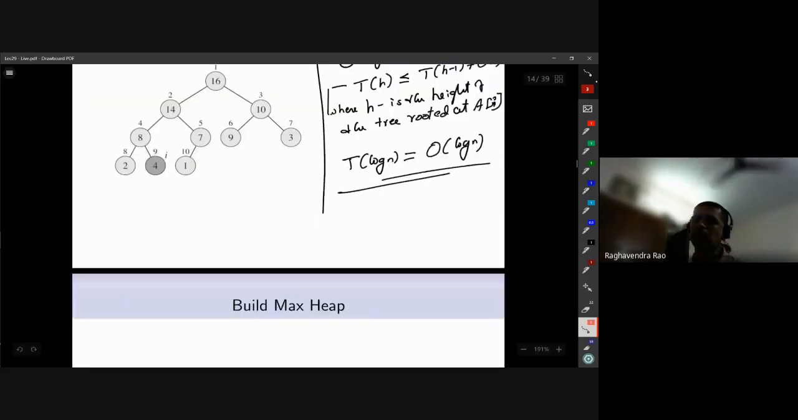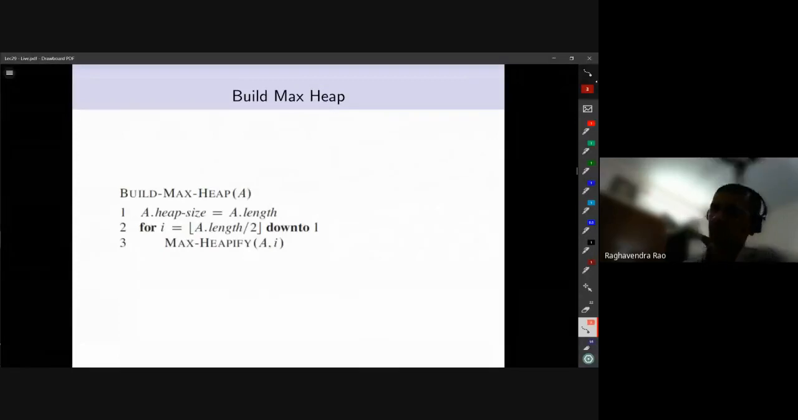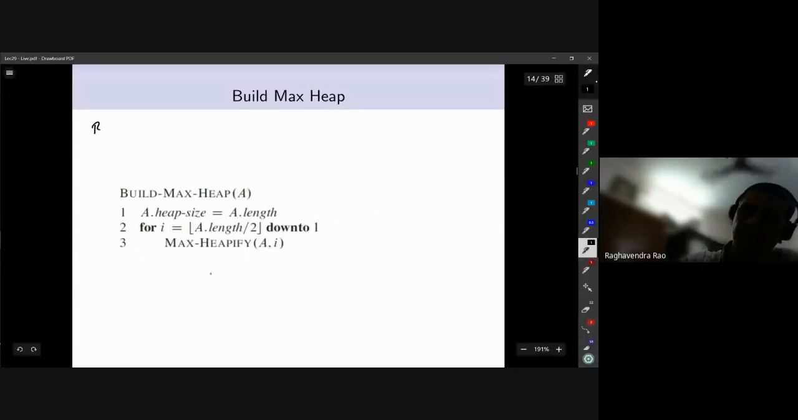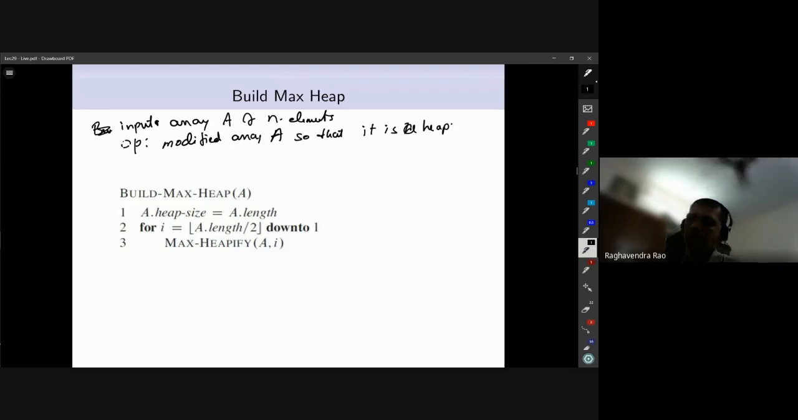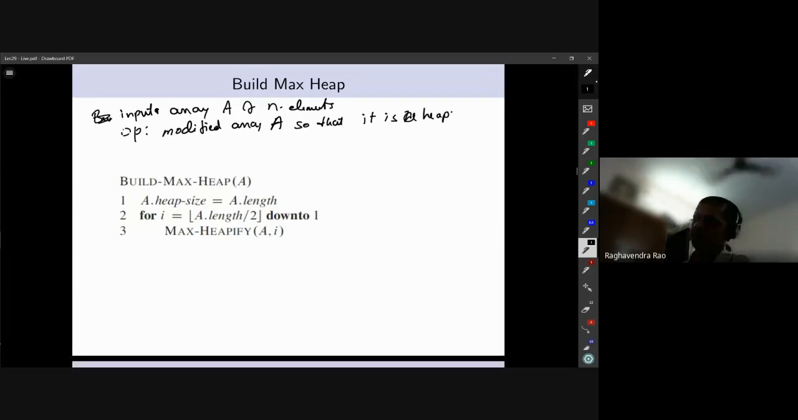The next procedure that we are going to see is build max heap. Remember that the input here is an array A of n elements, and the output is the modified array A, so that it is a heap. When you are given an array, there is no guarantee that it is a heap. So what you want to ensure is that the array at the end of the procedure should be a heap.